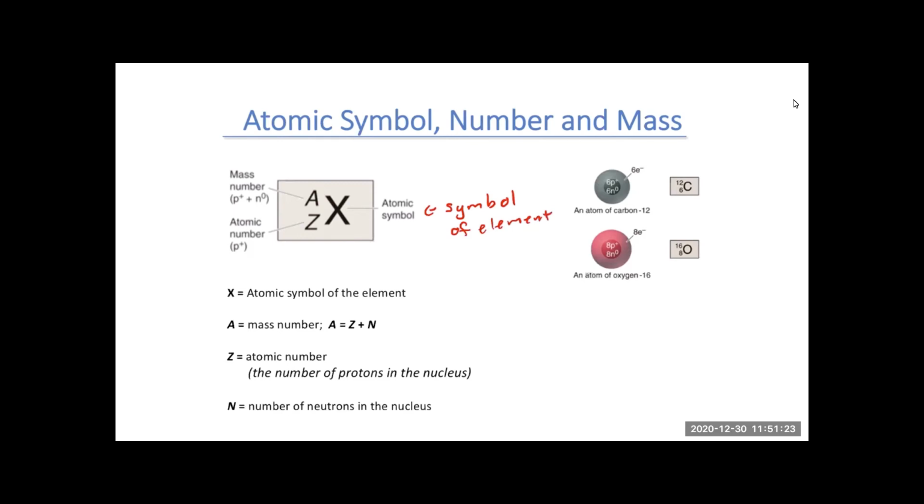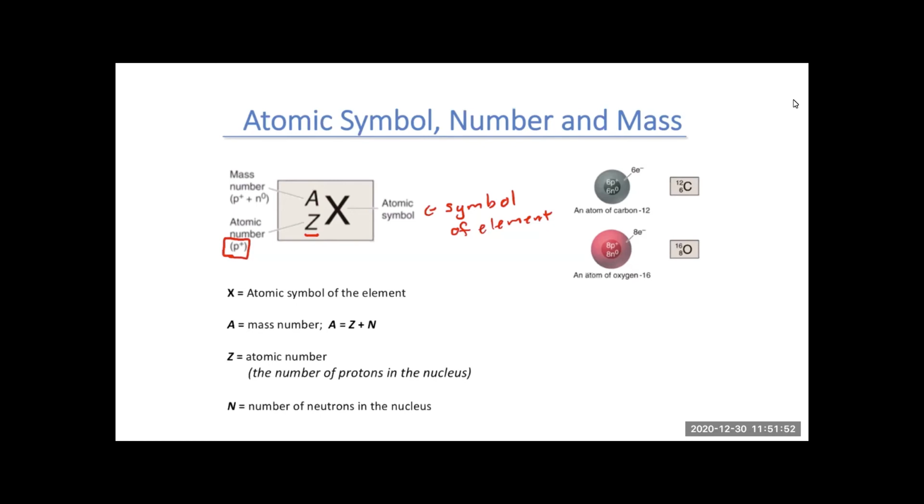Then the bottom one here, Z, that's where we write the atomic number. That's the number found in the corner of the periodic table, or usually around the top of it. Remember, the atomic number tells you the number of protons in the nucleus. So our atomic number gives us our number of protons.